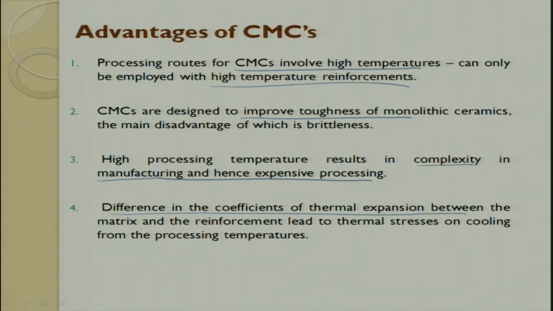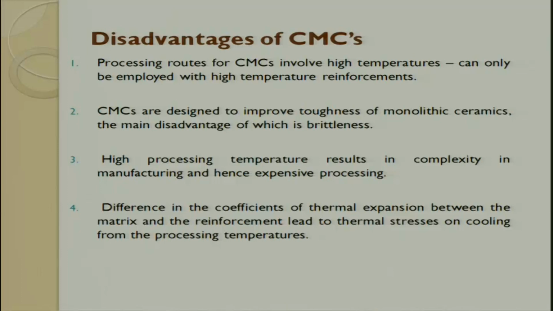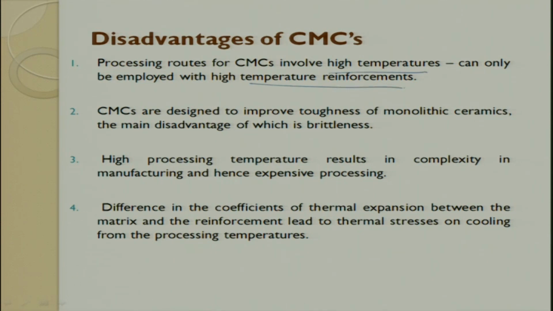Then the difference in coefficient of thermal expansion between the matrix and the reinforcement causes thermal stresses on cooling, as the processing temperature is very high. So, the disadvantages of ceramic matrix composites: what is the processing difficulty and other things. The biggest disadvantage is, since it has to be processed at very high temperatures, we have to have furnaces which can withstand very high temperature, and the reinforcement also should be able to withstand very high temperature. So, that is one of the disadvantages of ceramic matrix composite.